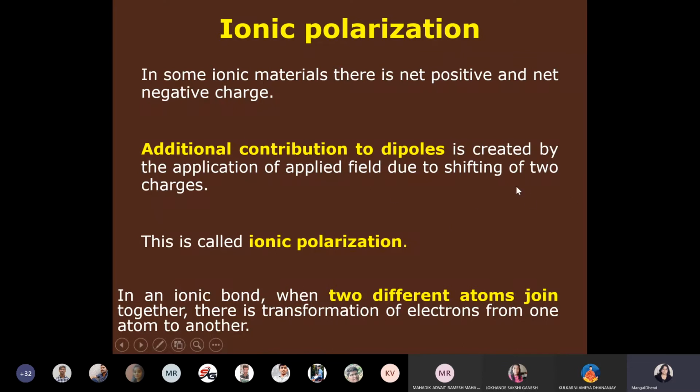Additional contribution to the dipoles is created by the application of electric field due to shifting of two charges. This is called ionic polarization. So in an ionic bond, when two different atoms join together, there is a transfer of electrons from one atom to another. Why does a bond exist between the two atoms? Because one atom may share its electrons with the other atom.